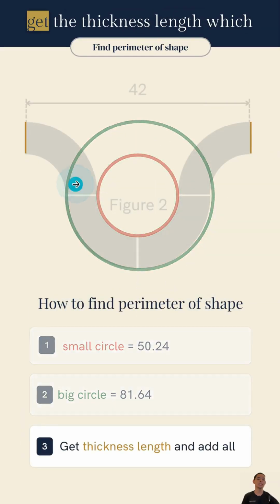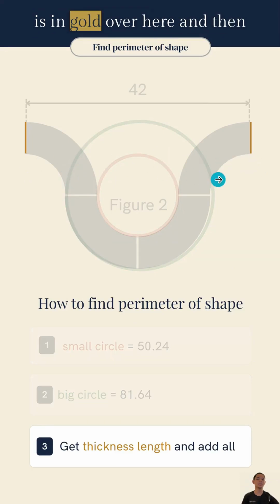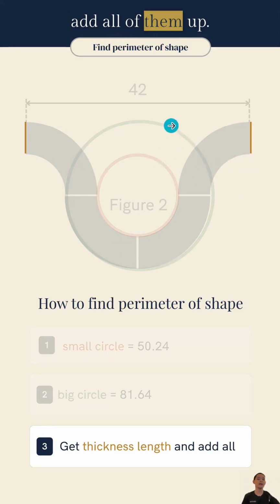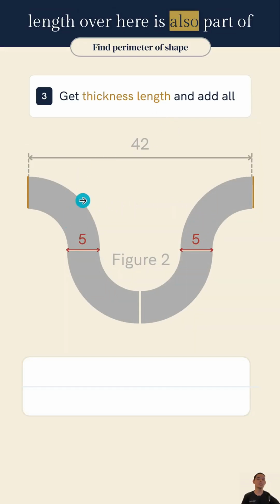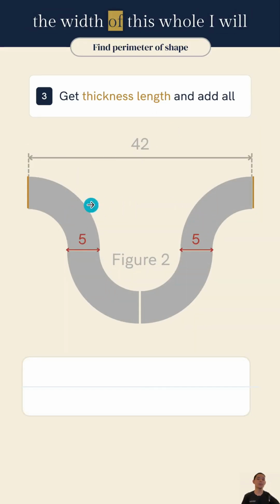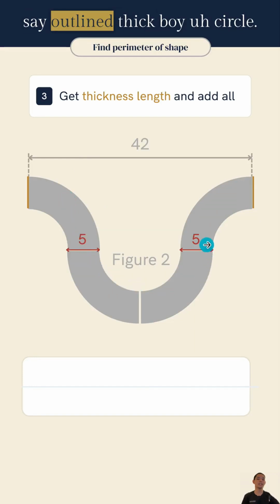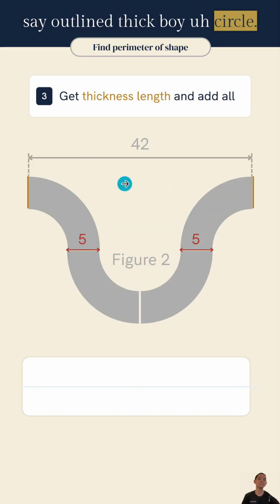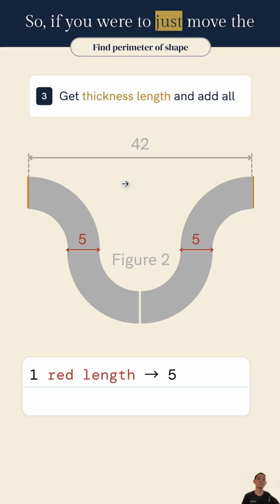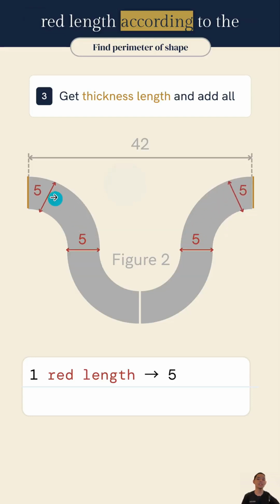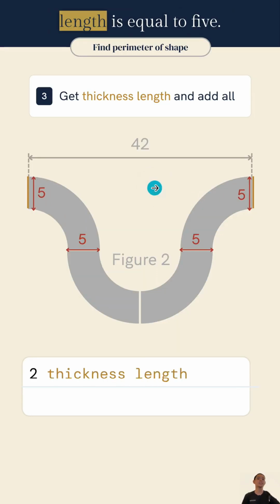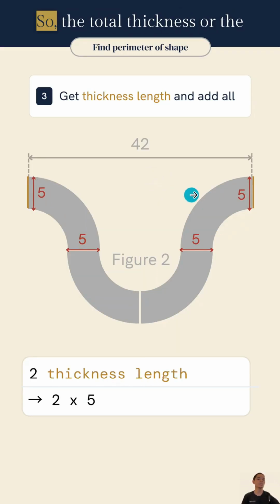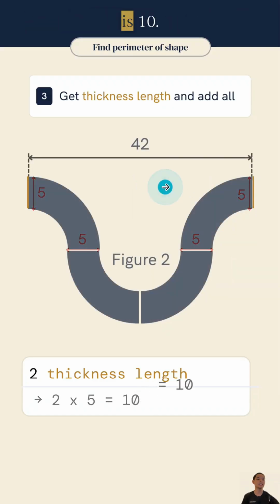The next thing is we want to get the thickness length, which is in gold over here, and then add all of them up. Since we know the red length over here is also part of the width of this whole outlined thick circle, if you were to just move the red length according to the thick part over here, that means the thickness length is equal to 5. So the total thickness, the gold part, is 10.